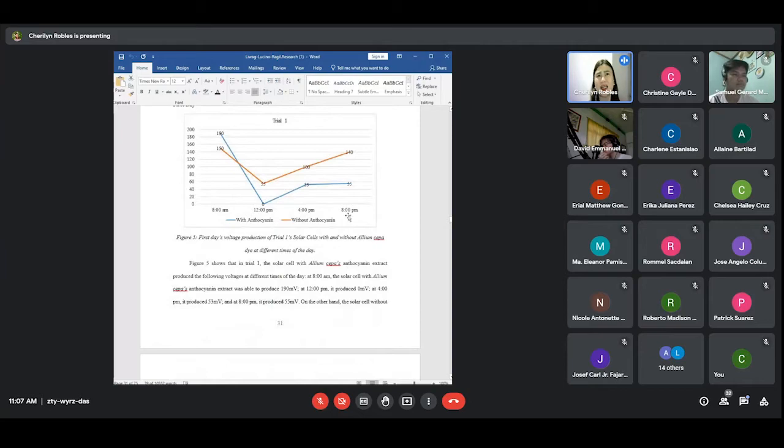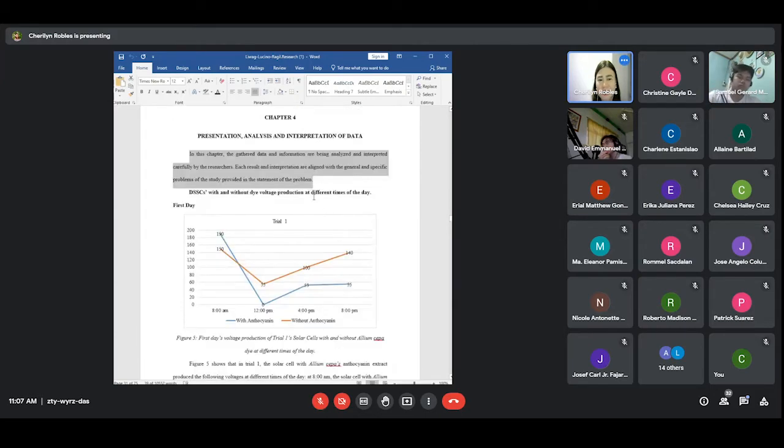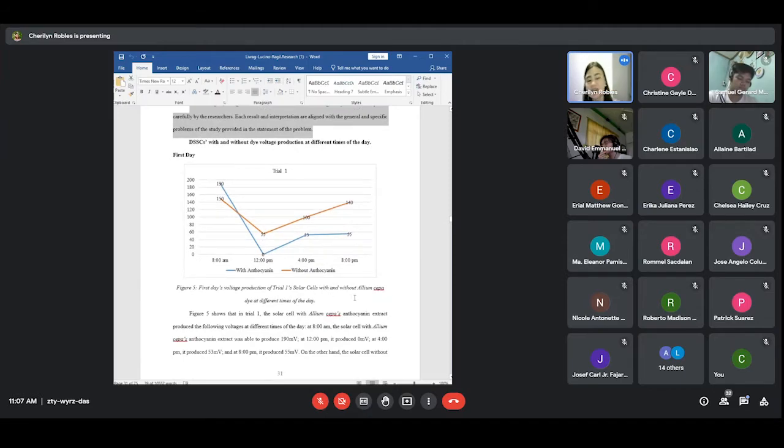But in your case, guys, you are really free. It depends on what you're conducting, what you're experimenting in your research. For example, in this case, we are focused on solar cells. We are focused on organic... what do you call this? I cannot really pronounce it.